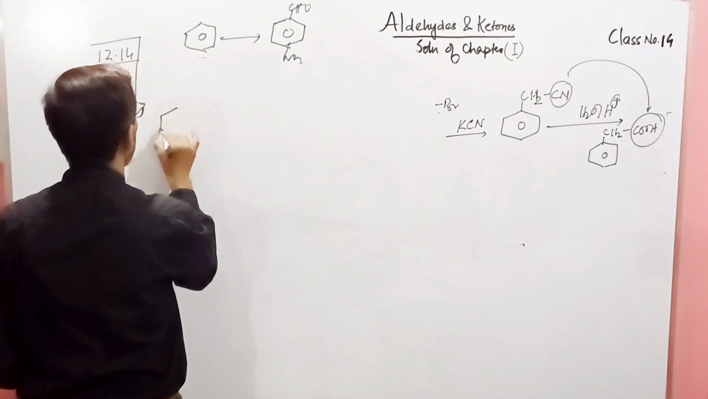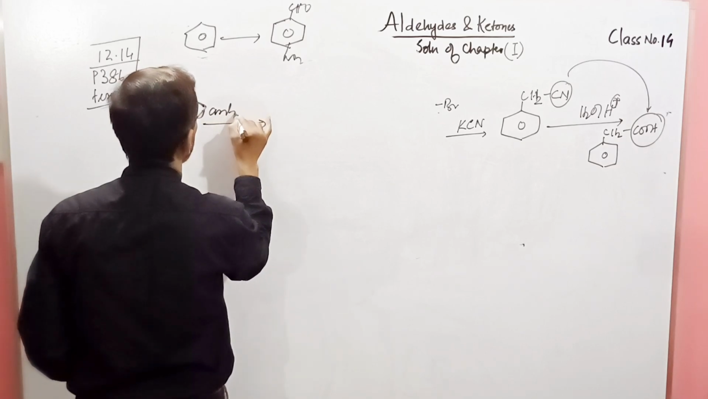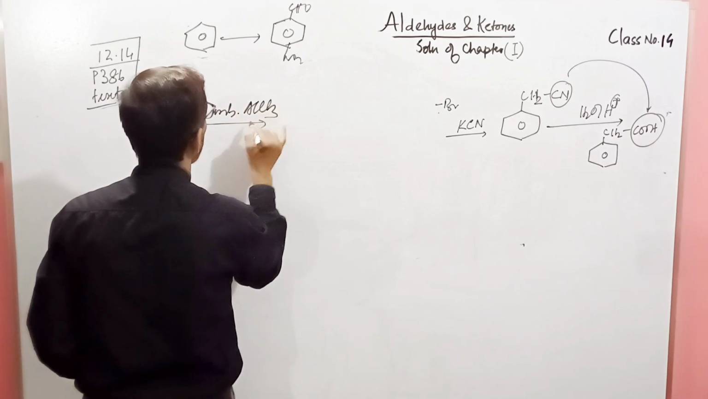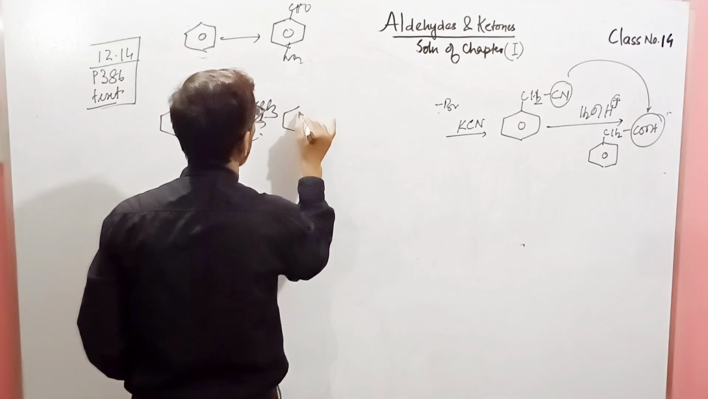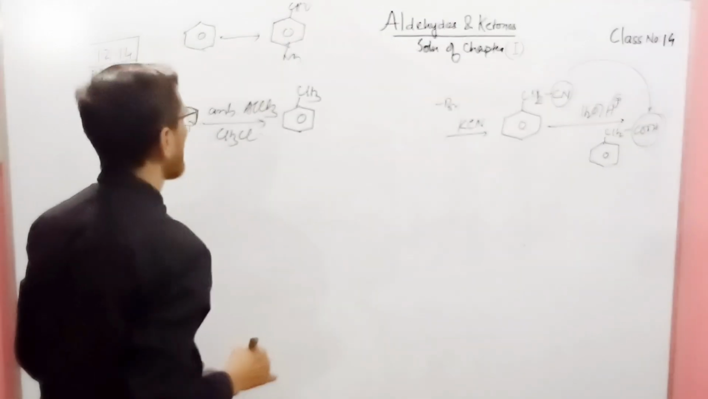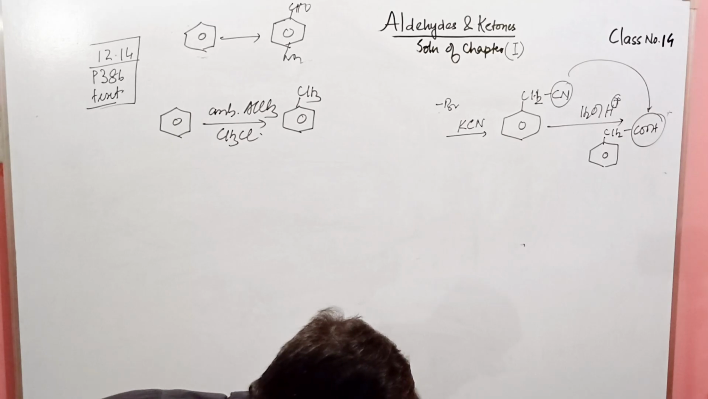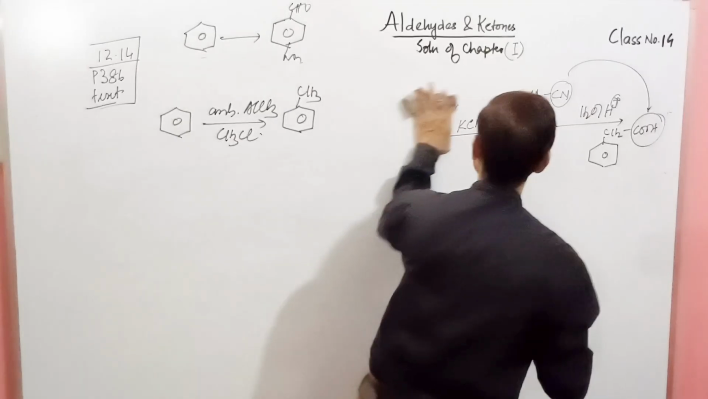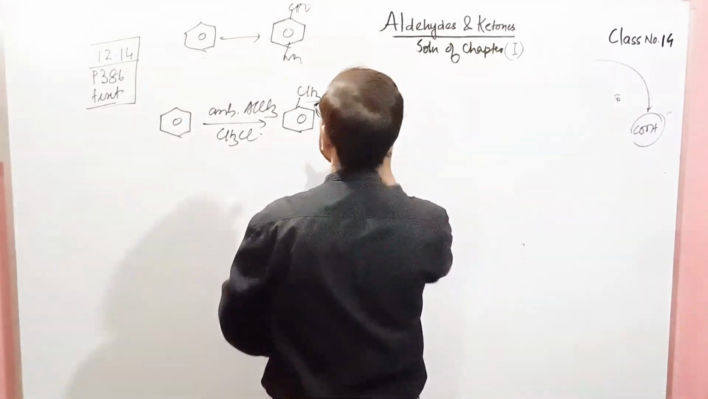So what we had to do? Benzene, anhydride, aluminum chloride and CH3Cl. Again we will get toluene. Am I right? Again we will get toluene. Very simple. We want to introduce an NO2 group.